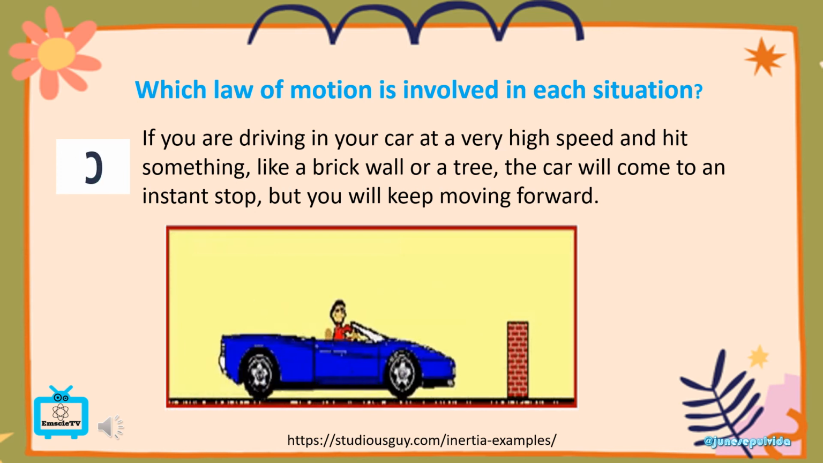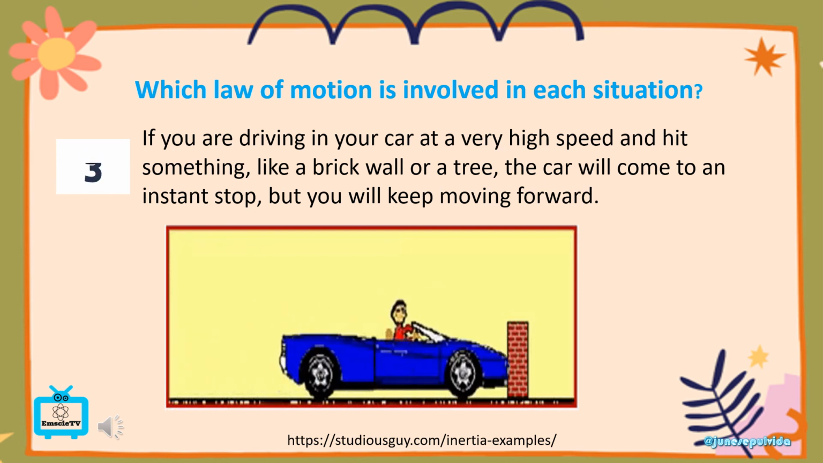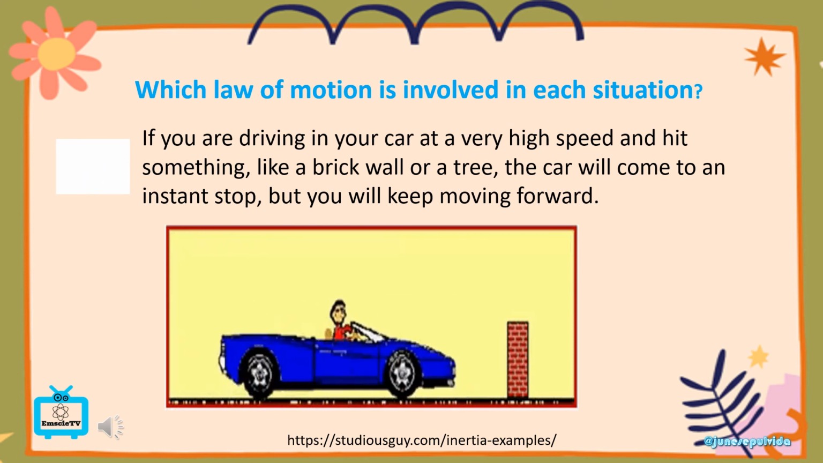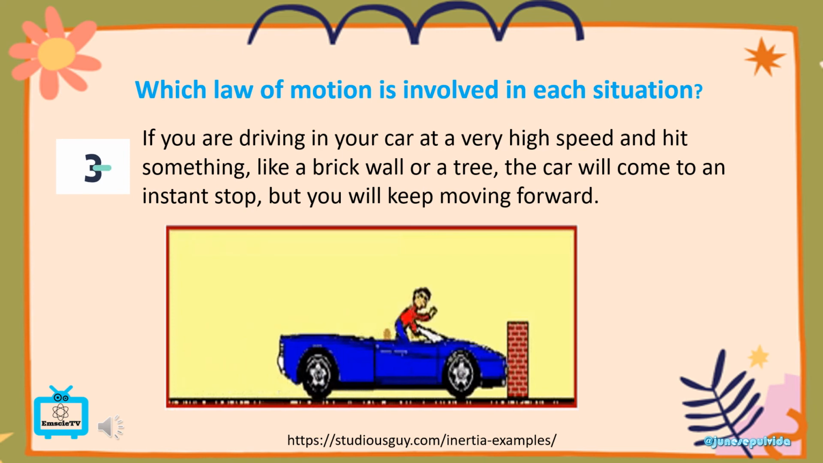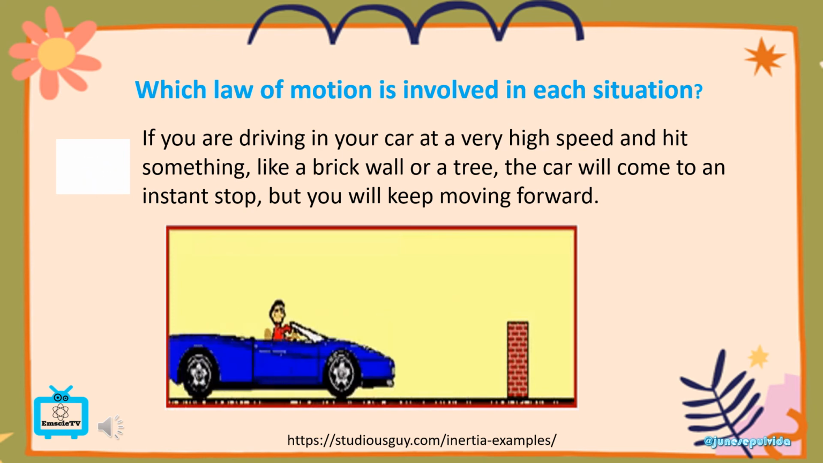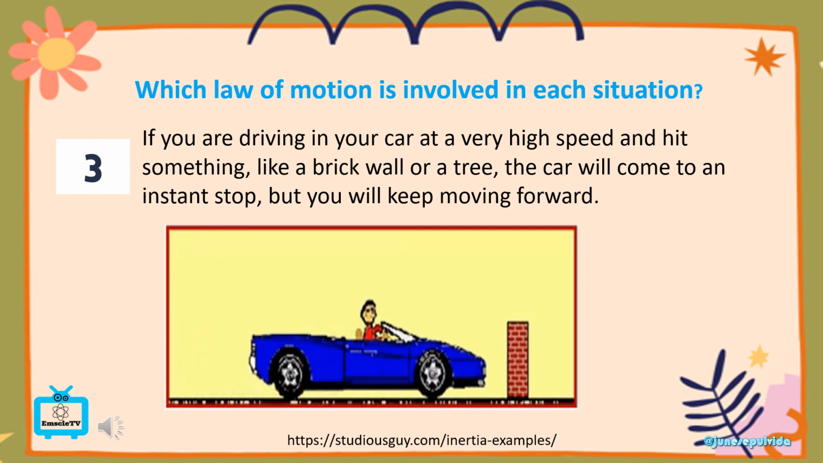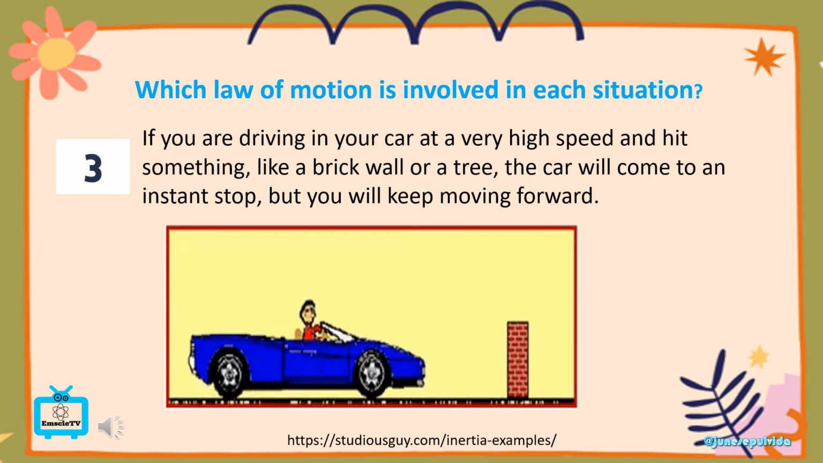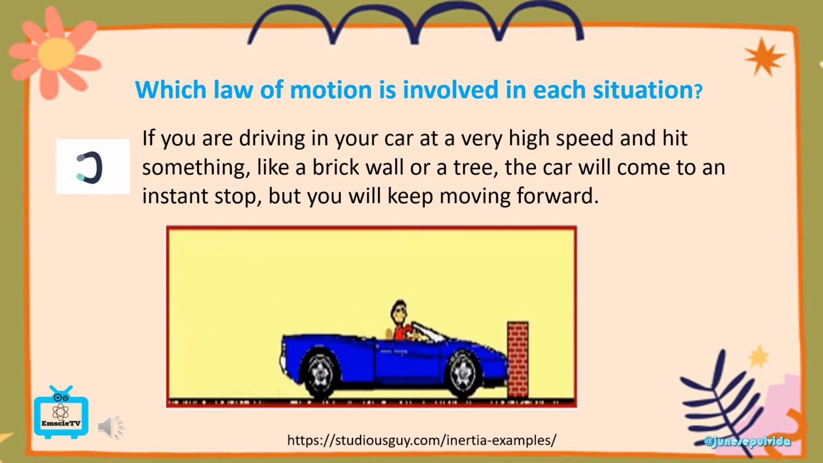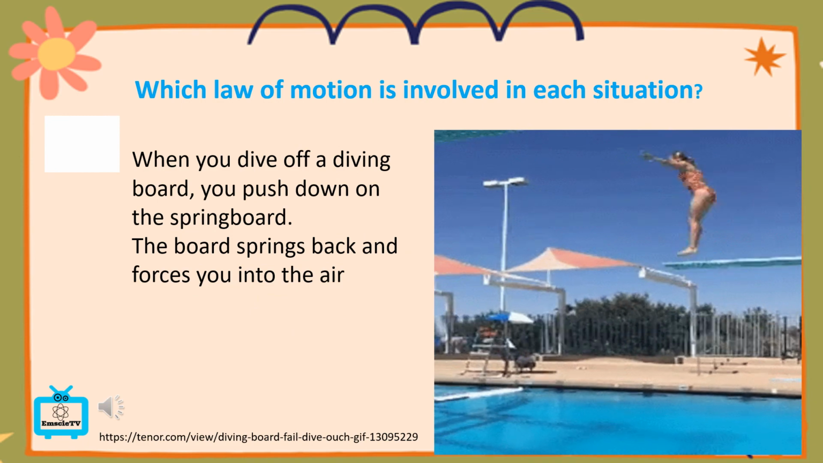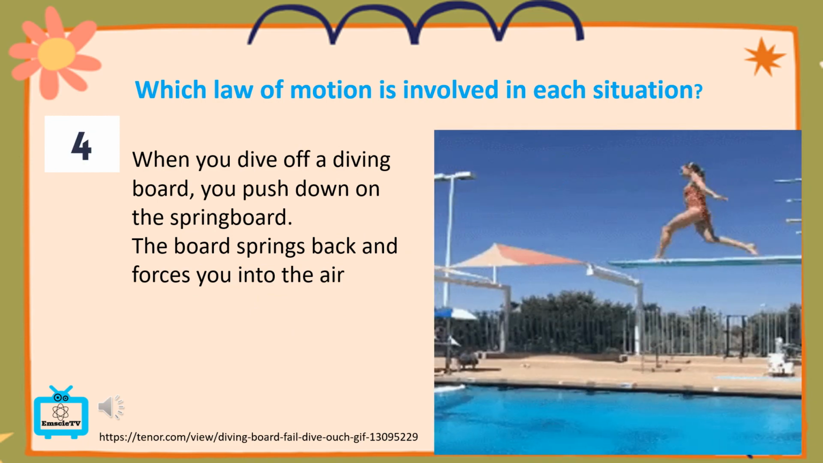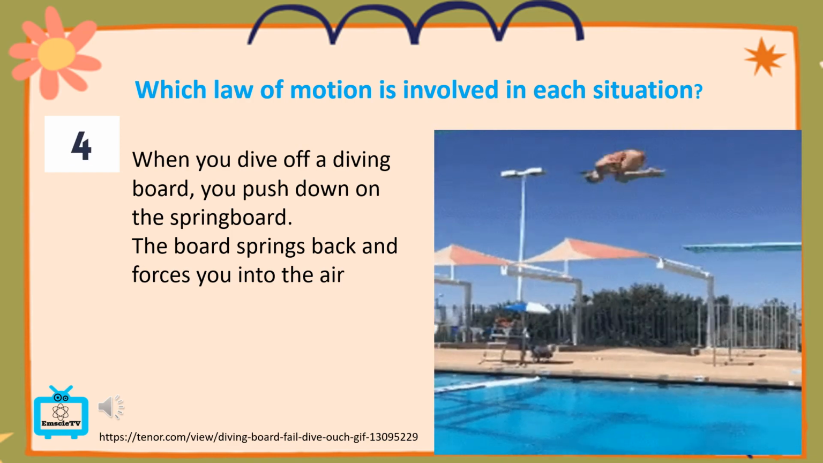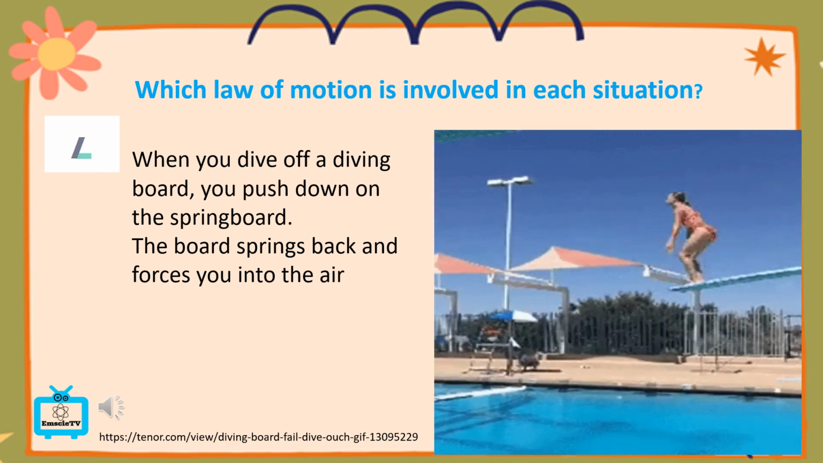For the situation number 3, if you are driving in your car at a very high speed and it hits something, like a brick wall or a tree, the car will come to an instant stop, but you will keep moving forward. What type of law? For the fourth and last situation, when you dive off a diving board, you push down in the springboard. The board springs back and forces you into the air. What type of law?